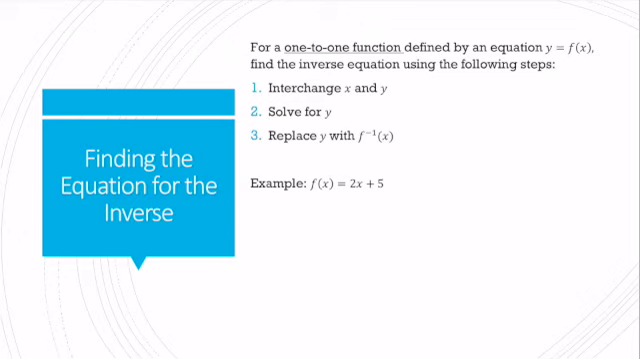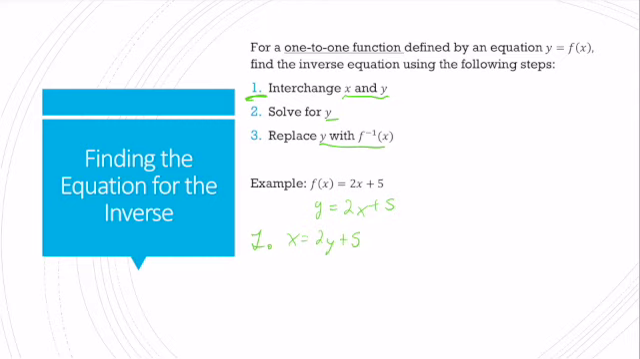Now, what if I wanted to find the equation for the inverse? What if I wasn't given the equation? Well, you can find the equation for the inverse by changing x and y, solving for y, and replacing y with f inverse of x. So let's take an example. I have y equals 2x plus 5. Step 1, we're going to interchange our x and y. So I have x equals 2y plus 5.